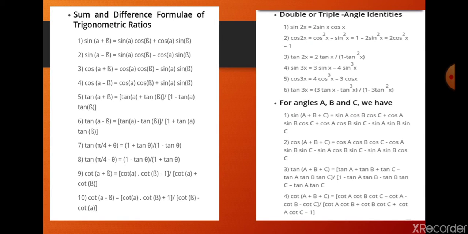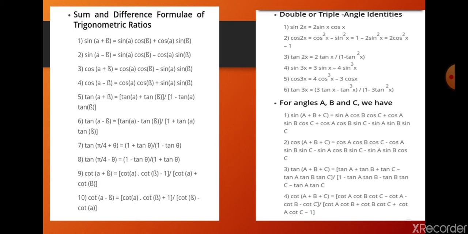Sum and difference formulas of trigonometric ratios. Sine of a plus b equals sin a into cos b plus cos a into sin b. Sine of a minus b equals sin a into cos b minus cos a into sin b. Cos of a plus b equals cos a into cos b minus sin a into sin b. Cos of a minus b equals cos a into cos b plus sin a into sin b.